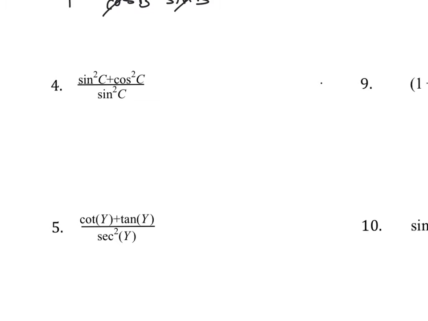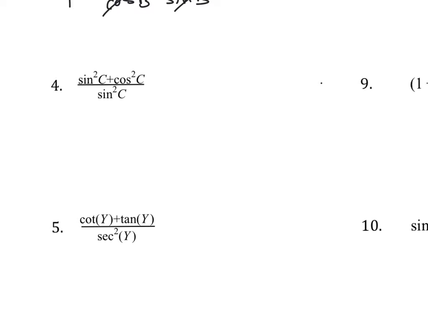No. When you're trying to cancel, and the numerator or denominator is a sum of things, you really have to do a sort of distributed cancellation. The thing you're canceling has to appear as a factor in every single term. It's not the case here. Sine squared c is only in one of these terms, so I can't cancel it.